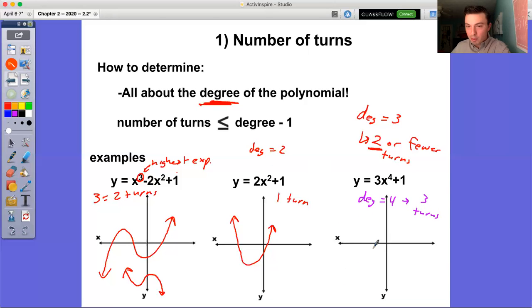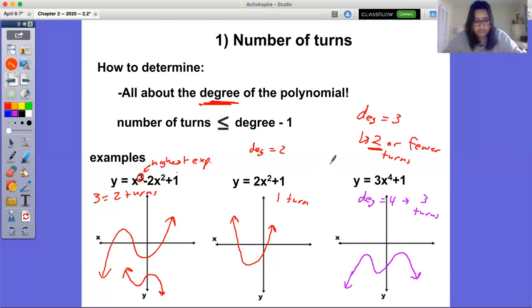3 turns. So if I were to draw this, and again, don't really worry about anything besides the turns for right now. So we might start from down here, and we turn 1, 2, 3 times. So there would be our polynomial, something like that. That's how we do number of turns.